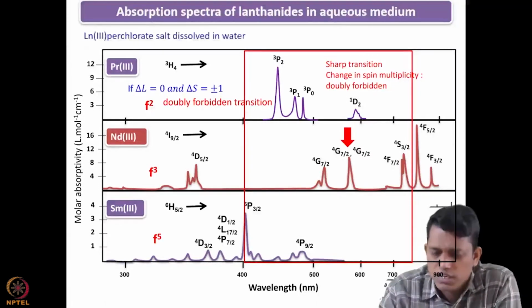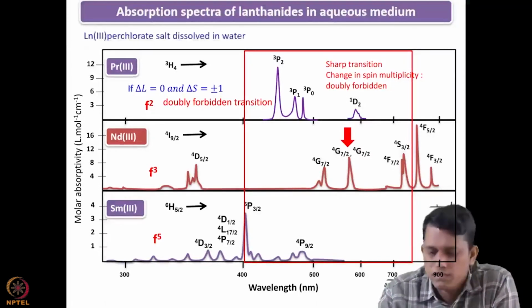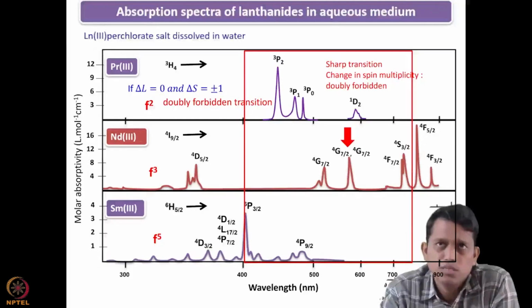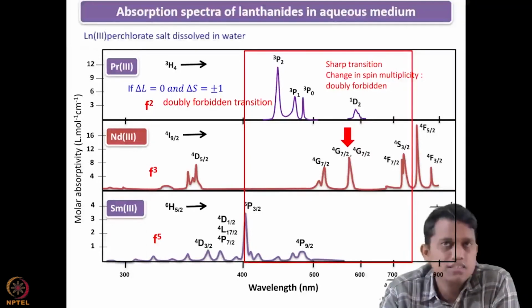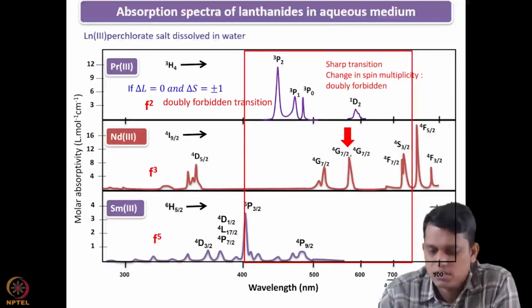And if you see a transition in which this is not followed, again as I said, this is not allowed. So if you have both possibilities, that it is Laporte forbidden and your spin changes by plus or minus 1 but not 0, then it is called a doubly forbidden transition, and their intensity is again decreased to a large extent.